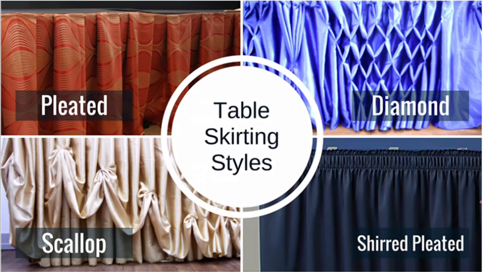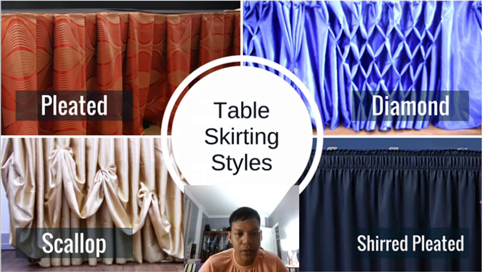So we need to proceed to the table skirting styles. There are different table skirting styles. I think that you also observe this one and you also have experience. So this design is called pleated. Okay, as you can observe, pleated. This one is diamond. As you can observe, this is a diamond shape. And this is scallop. As you can observe, scallop. This design, and we also have shirred pleated.